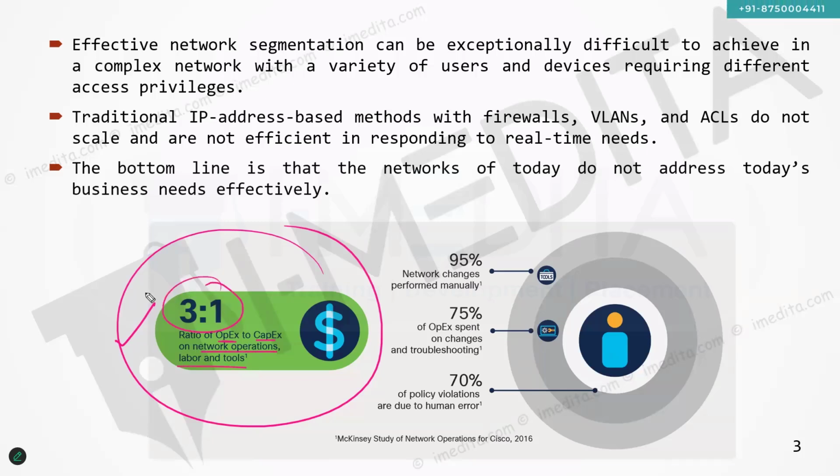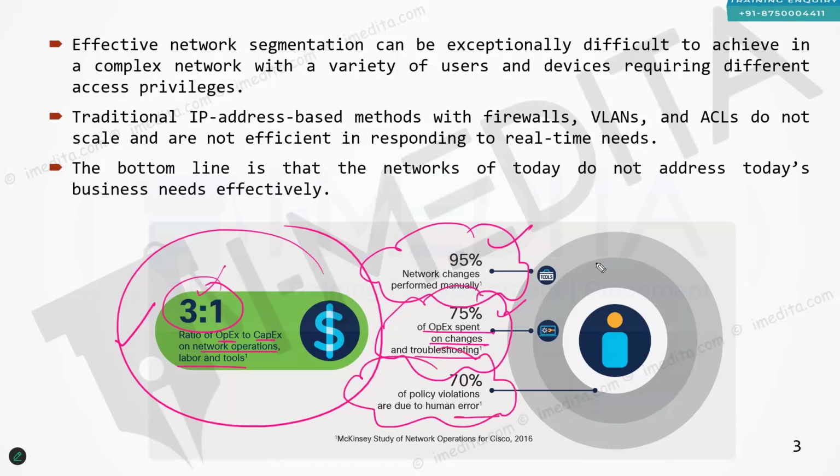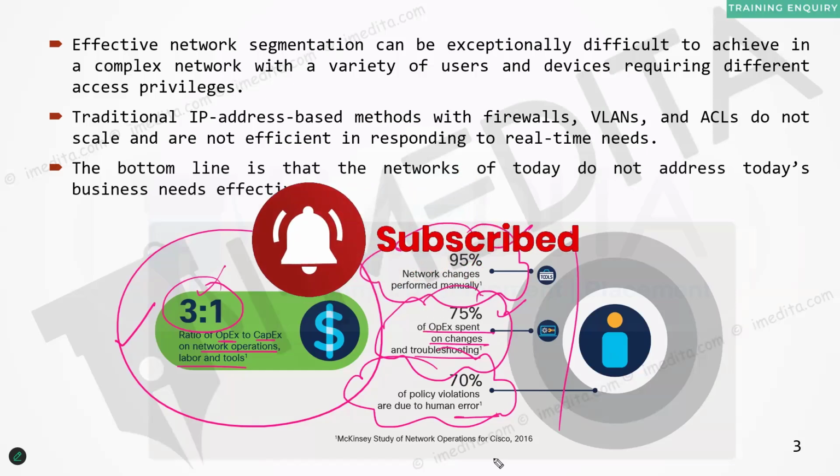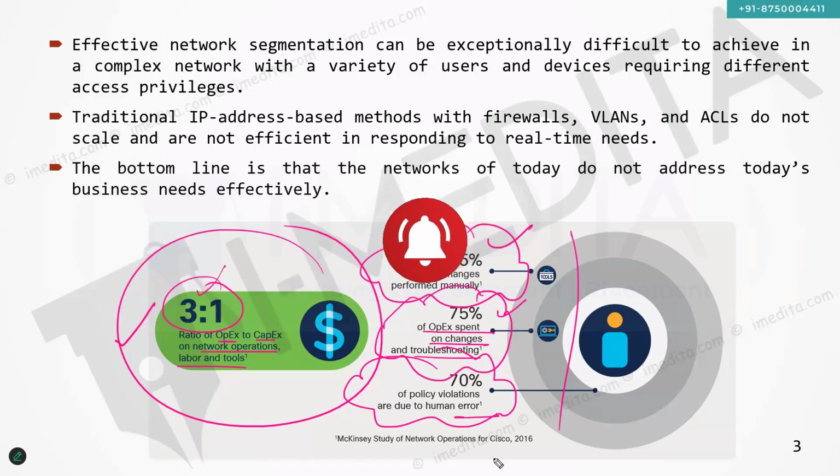We spend more and more resources and money on operational expenses. Operating a well-established network, we spend more and more money to keep it up and running. 95% of changes are done manually. 75% of operational spend goes on changes and troubleshooting only. 70% of the policy violations are due to human errors. So these are some issues that we face because of the challenges that we have in the traditional enterprise network, and in the data center or service provider network.